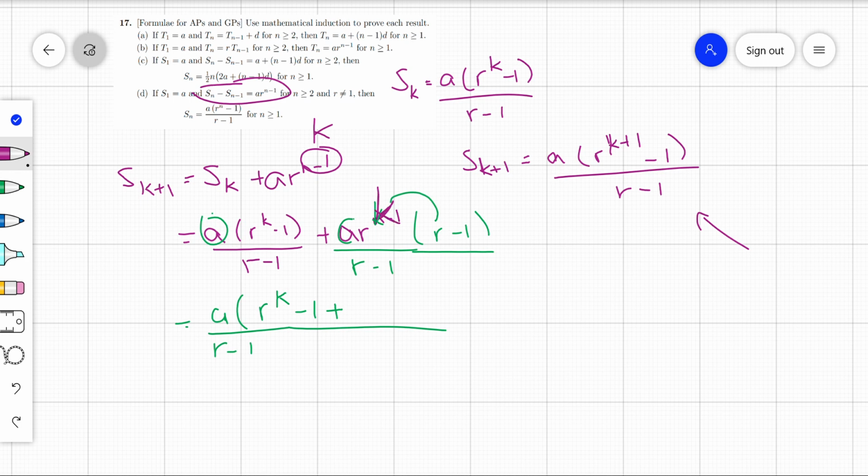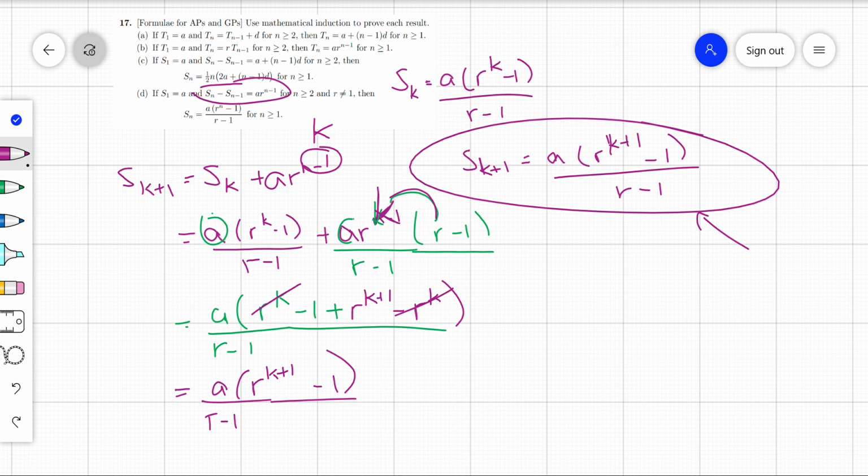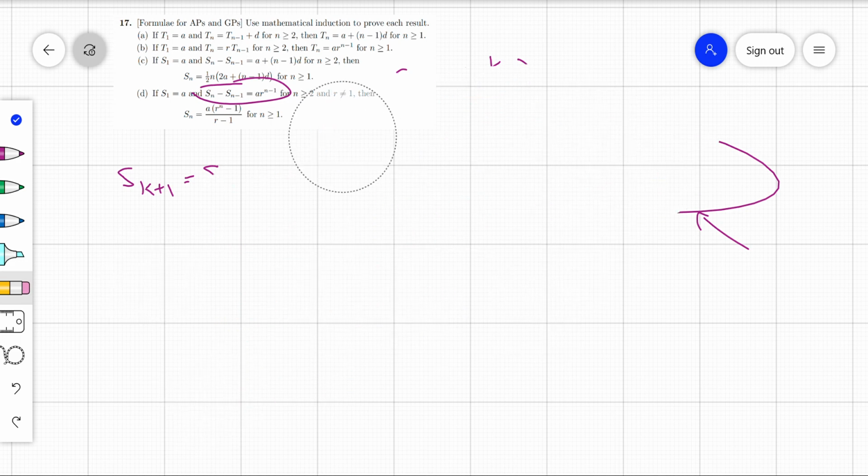Now when I'm multiplying those two, I get R^(K+1), and then I get minus R^K there. So you can see R^K minus R^K cancel, and I just have what I want, which is R^(K+1) minus 1. So it matches that one. So then you'd say, okay, that equals my S(K+1). So by induction, this is true for all N greater than or equal to 1.